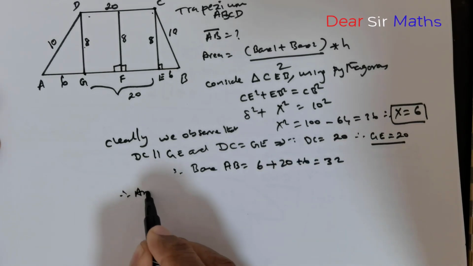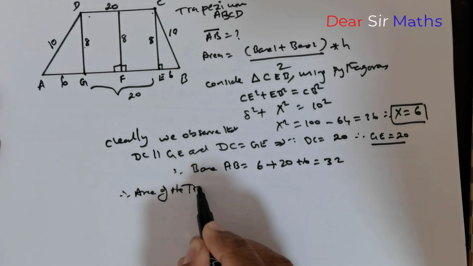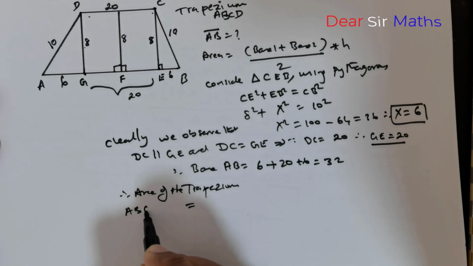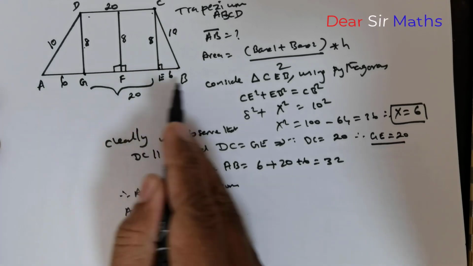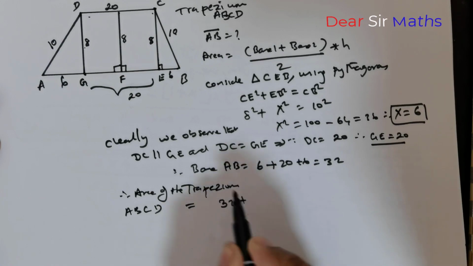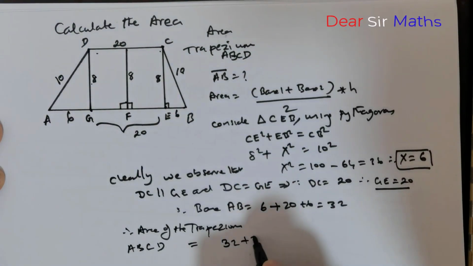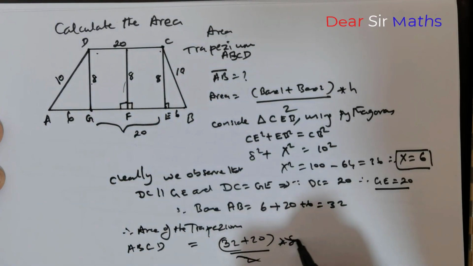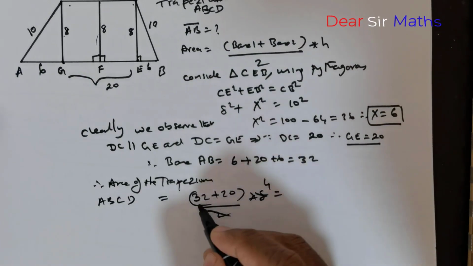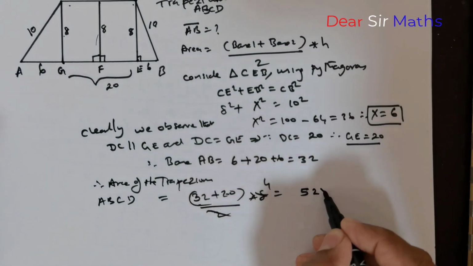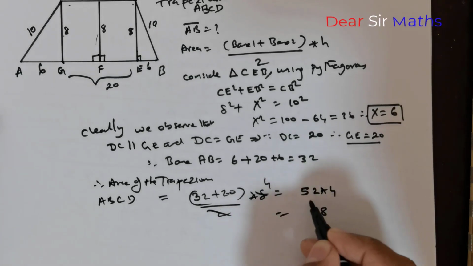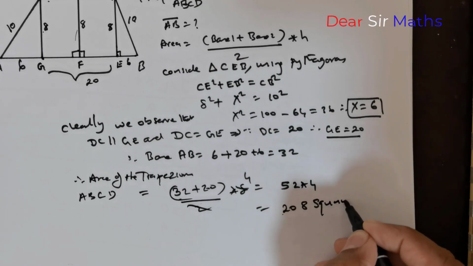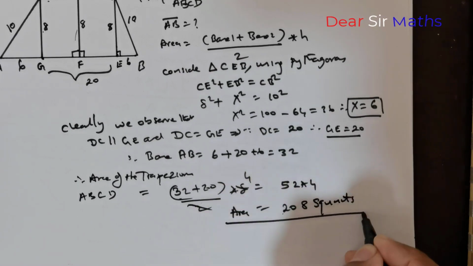So therefore the area of the trapezium, the trapezium we're talking about is ABCD, is equal to the first base, which is 32, plus the second base, which is 20, divided by 2, and the height is 8 units. 2 divides here, 4, right? So this is equal to 52 multiplied by 4. 4 times 2 is 8, 4 times 5 is 20, so 208. It is an area, so we need to give square units. So this is the area, right?